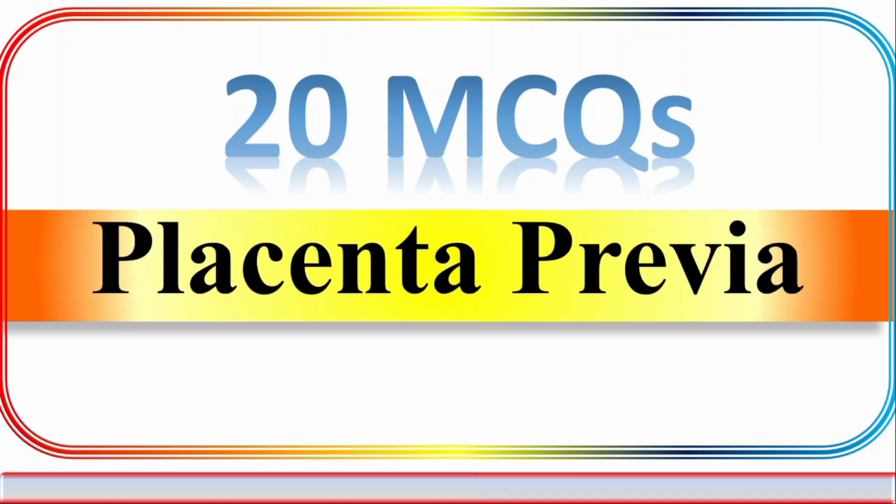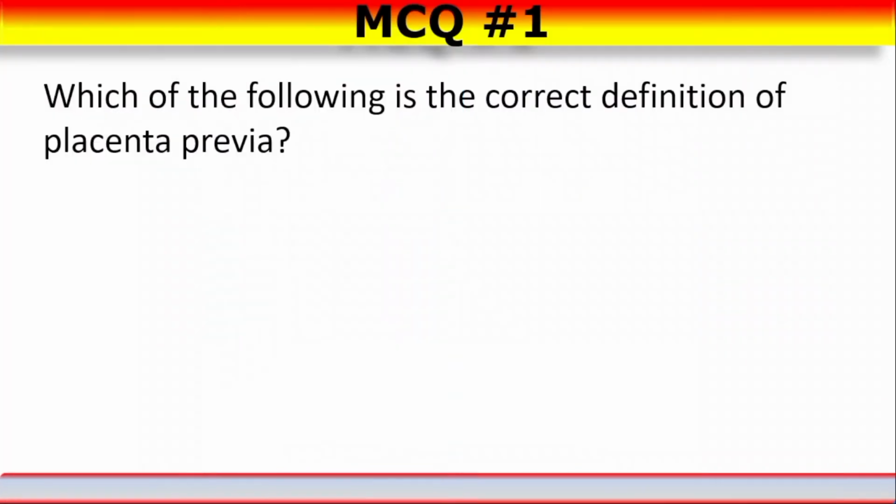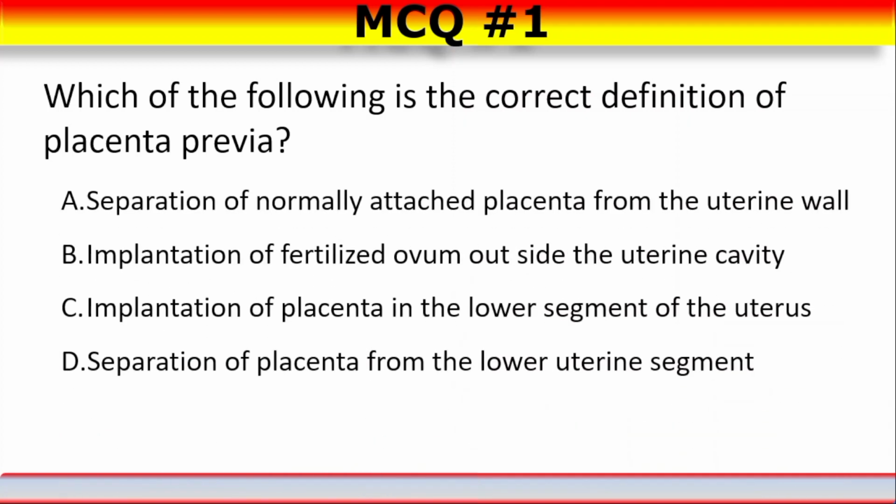So let's get started. The first question: which of the following is the correct definition of placenta previa? A. Separation of normally attached placenta from the uterine wall. B. Implantation of fertilized ovum outside the uterine cavity. C. Implantation of placenta in the lower segment of the uterus. D. Separation of placenta from the lower uterine segment.